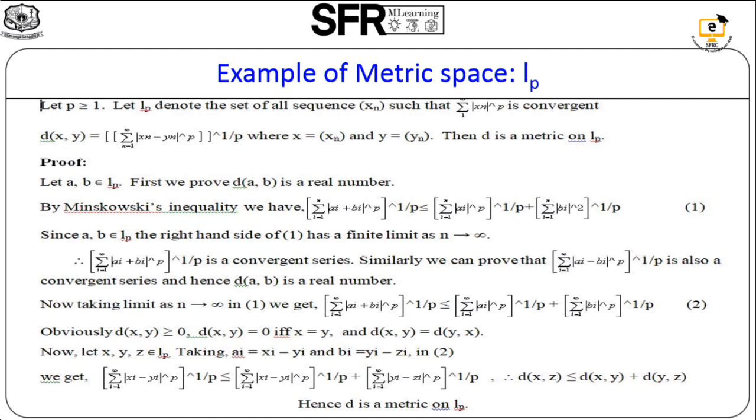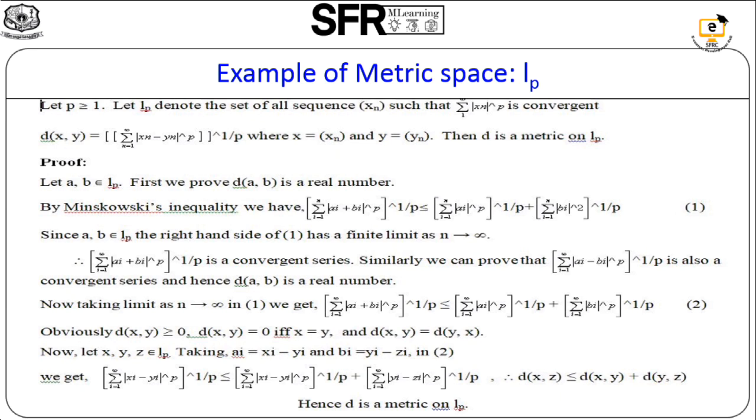So here we need to prove the metric on LP. First we need to check whether the series is convergent or not. So I am going to prove that D of a comma b is a real number. Then I am going to prove the convergent series. By use of Minkowski's inequality, I am going to prove that the right hand side limit converges to a finite limit as n tends to infinity. So we proved that it is a convergent series.